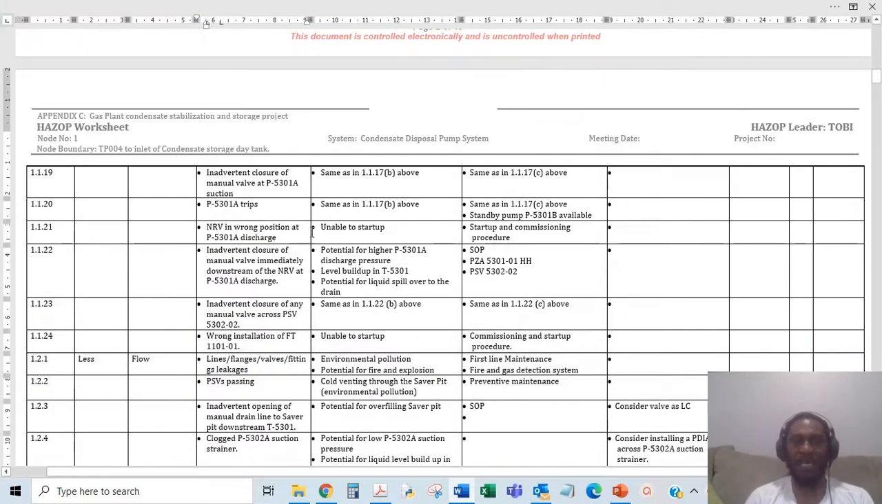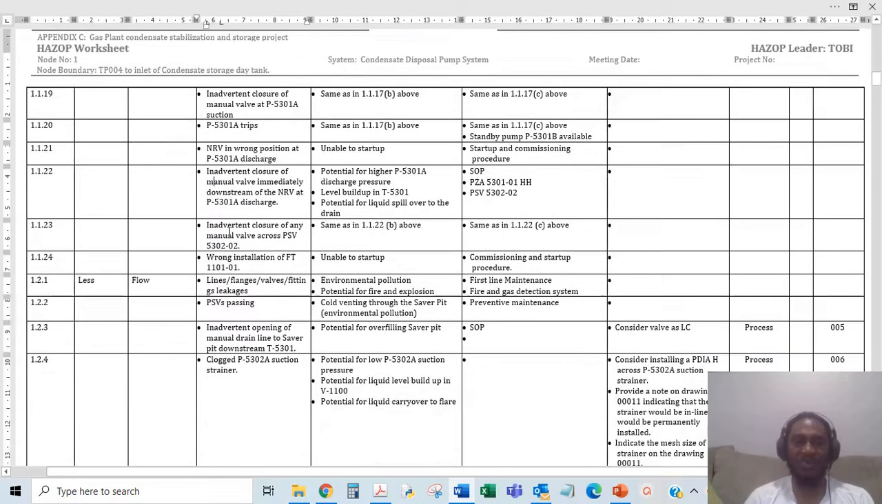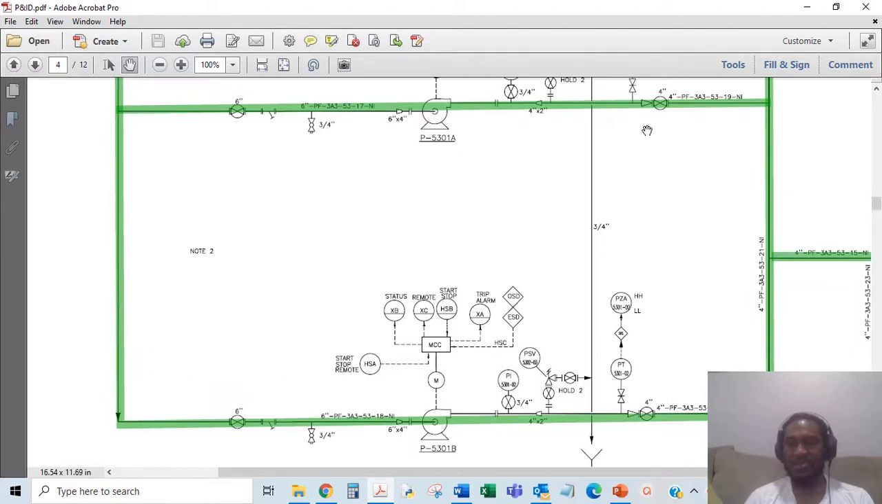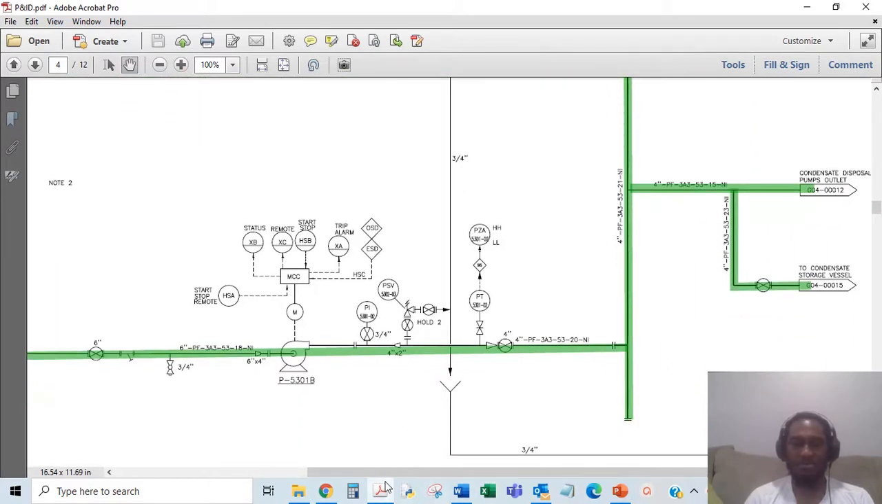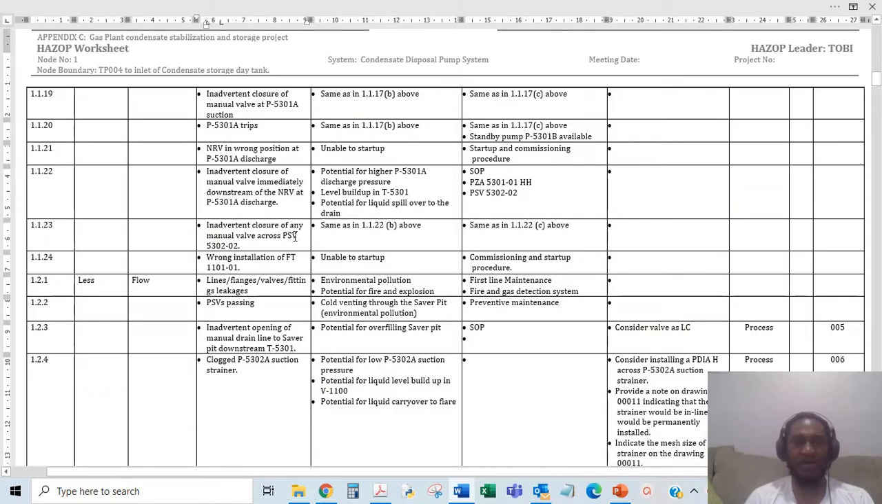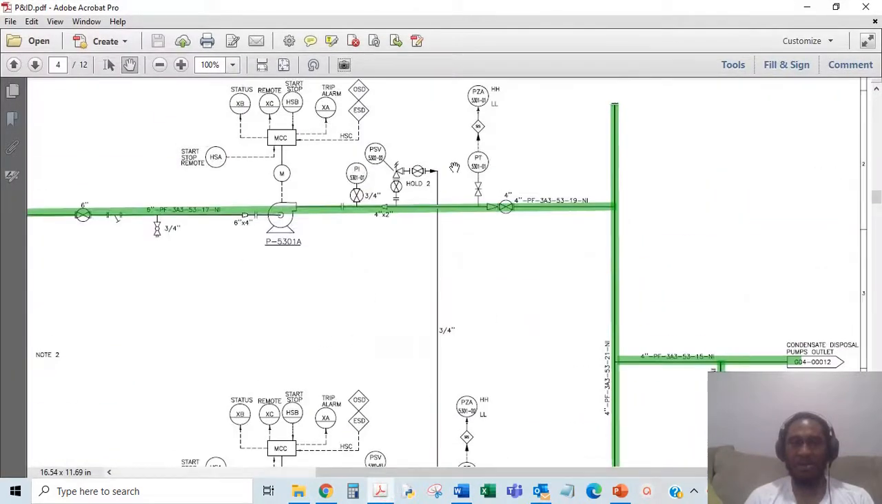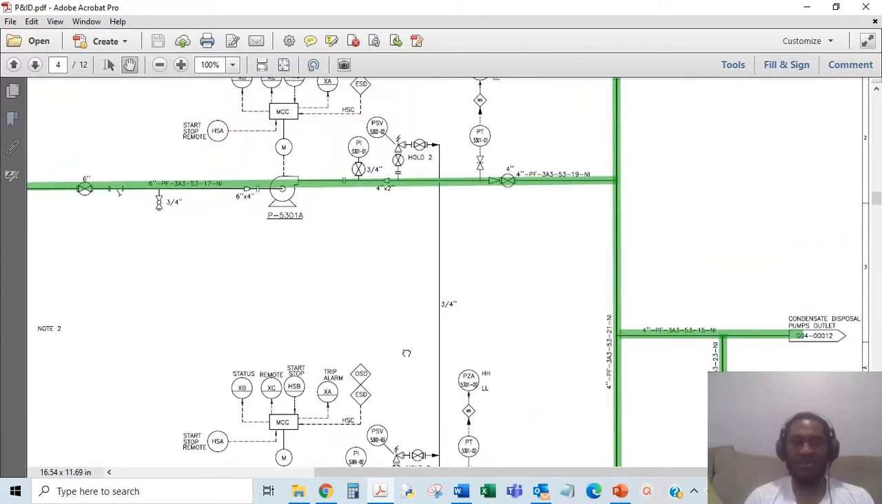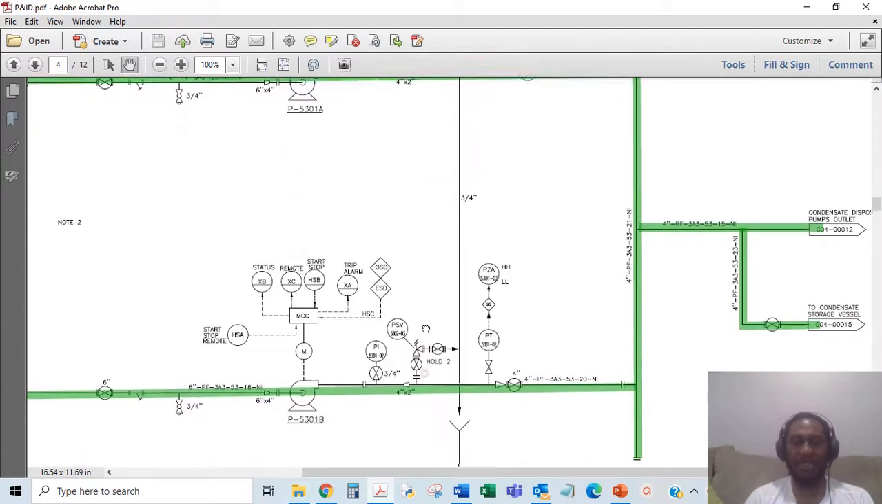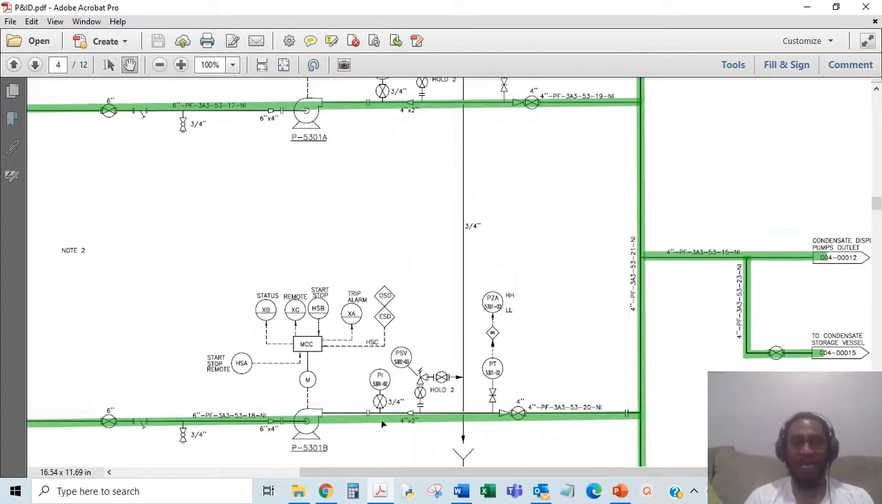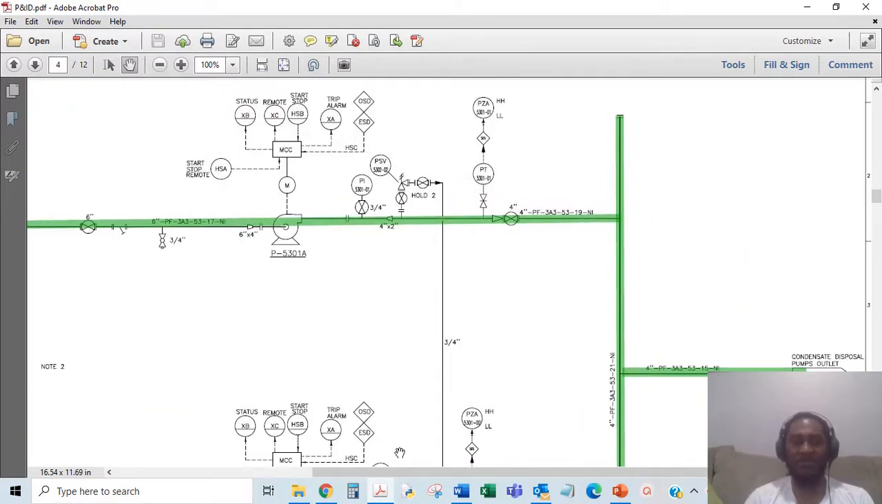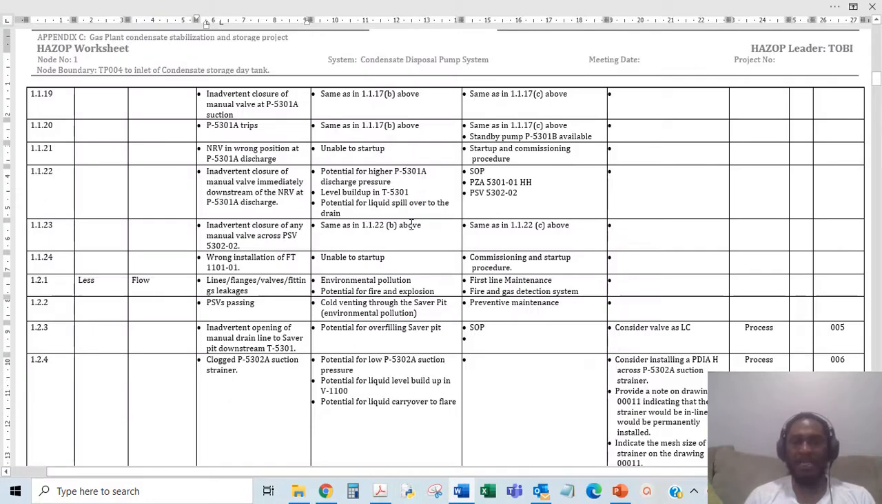You have that, the pump trips, the NRV in wrong position, just like before. Inadvertent closure of manual valve immediately downstream of the NRV, that's the non-return valve, at the pump discharge. Same thing that we had above. That's this two here. And then what's next? Inadvertent closure of any manual valves. Of course, the PSV, just like we had above. So any of the manual valves, this or this, because these two are exactly the same configuration. And remember, it's 2 times 100, A and B, so any of them could be running. So whatever happens to this could happen to this. So that's why we keep saying any of the manual valves. And that happens, and same as 1.2.